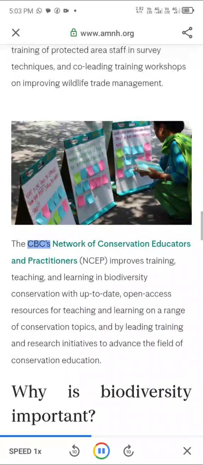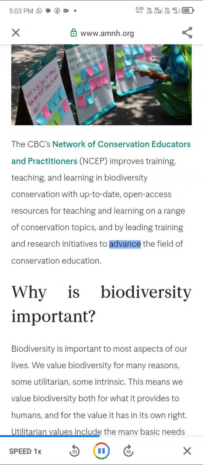The CBC's network of conservation educators and practitioners, NCEP, improves training, teaching, and learning in biodiversity conservation with up-to-date, open-access resources for teaching and learning on a range of conservation topics, and by leading training and research initiatives to advance the field of conservation education.